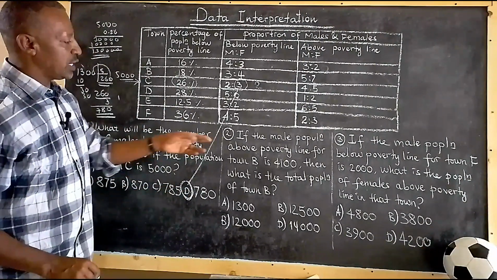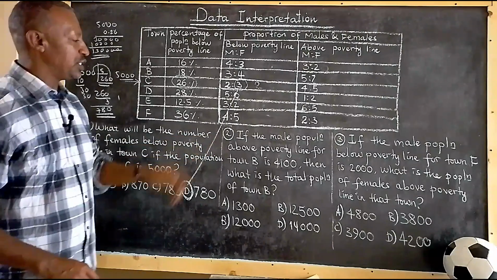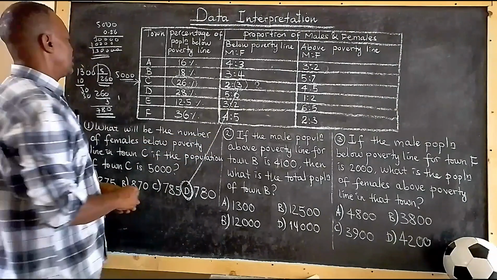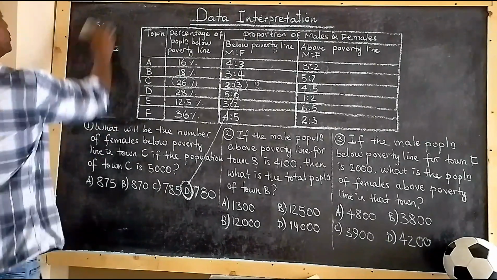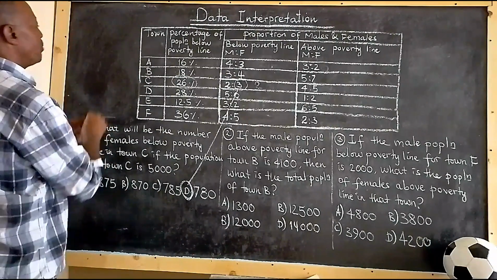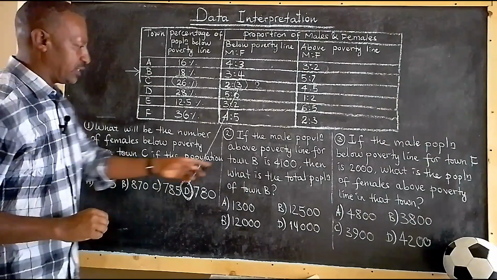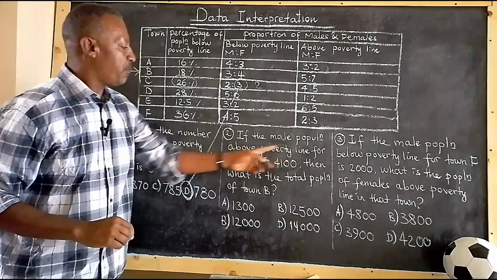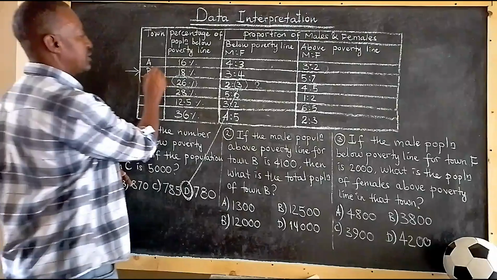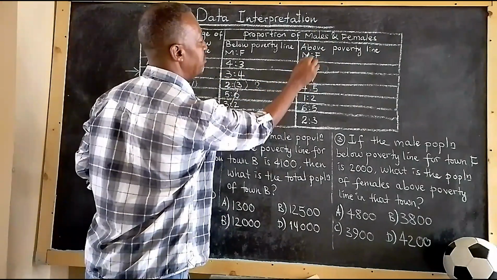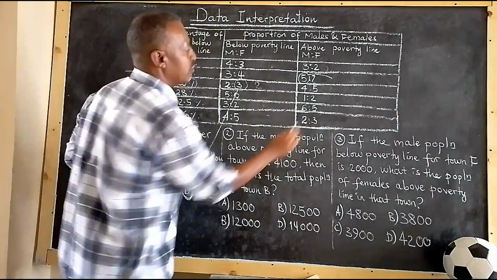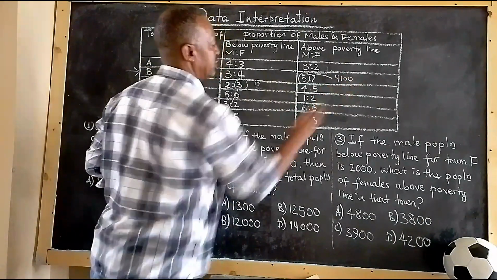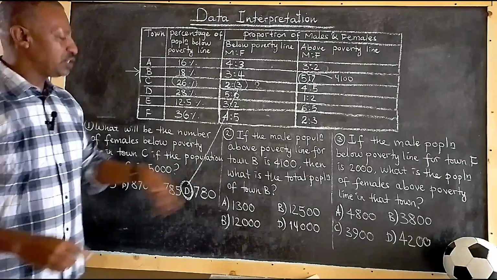Okay, now let's go to the next question. If the male population above poverty line for town B, now it's talking about town B. Let's go directly to town B. Great. So, the male population above poverty line, town B, above poverty line, male, is 4,100. Great.